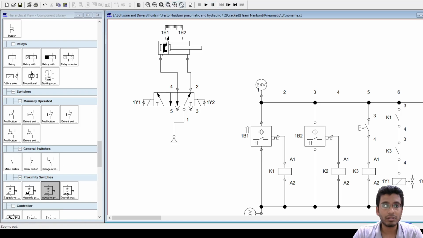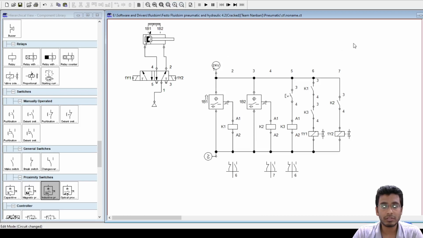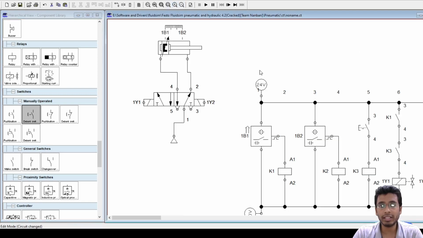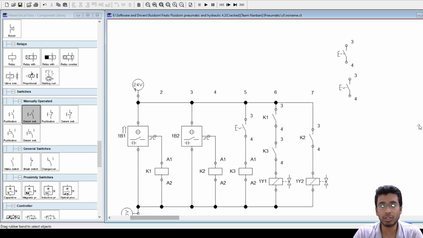Sir, one more question. What is the difference between a push button and a detent switch? You said this is a detent switch. If you see the symbol here, this is the push button, and this is a detent switch here. A detent switch is just like your normal switches at home. It will maintain its position. Once you switch on, suppose you are switching on the light, it will be retentive in nature. Even if you remove the actuating force, it will keep its position until you switch it off.